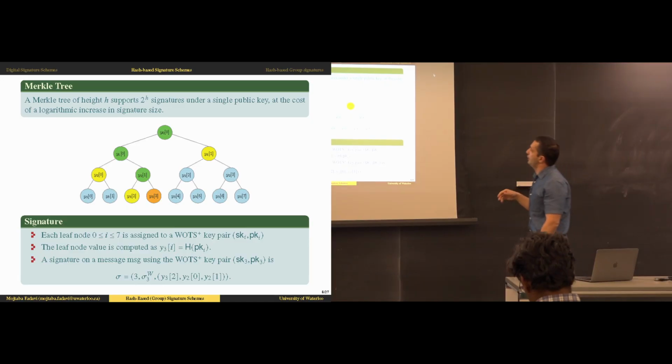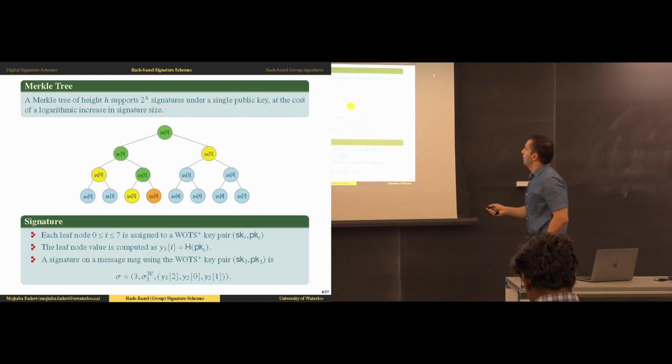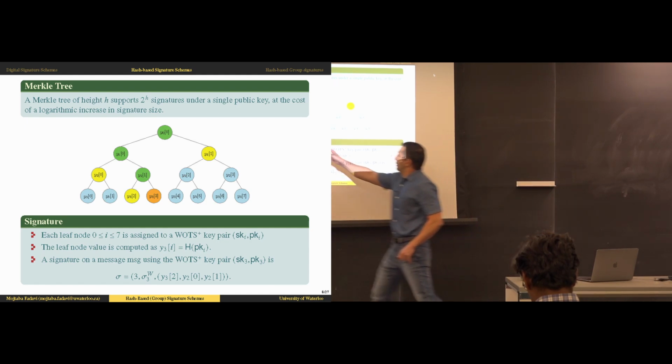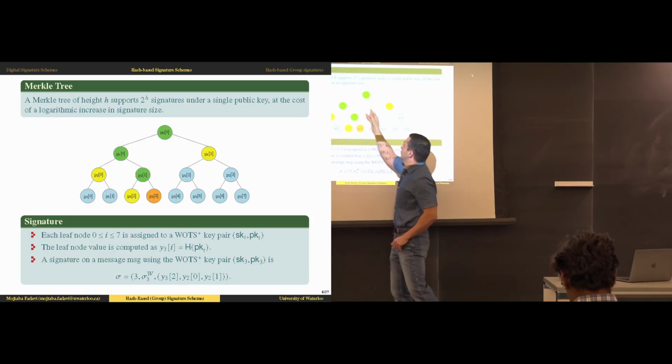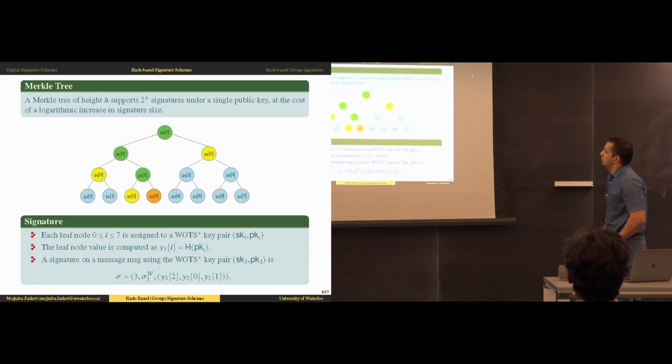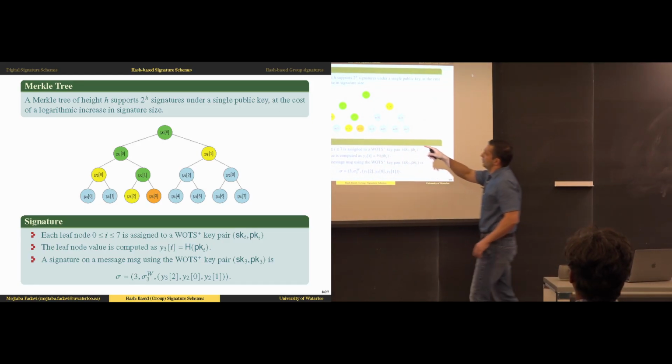In a Merkle tree of height h, every leaf node corresponds to one one-time signature. And the leaf nodes are the hash value of the public key. So here we have 8 secret and public keys of a one-time signature, whose public keys are hashed and generate the leaf nodes. The leaf nodes are concatenated with each other, and their hash value is computed here, and so on.